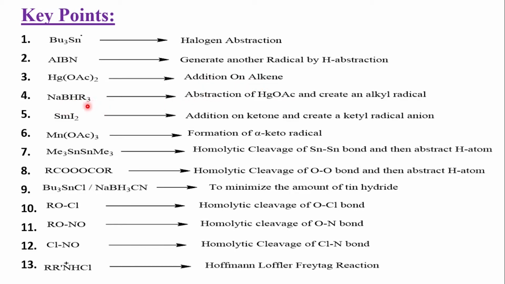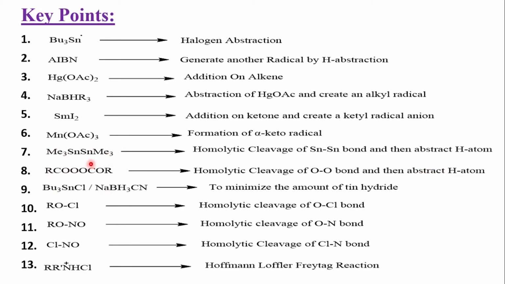So NaBH3 will abstract the HgOAc compound to create an alkyl radical, while samarium iodide works as an addition on ketone and creates a ketyl radical anion, while manganese triacetate abstracts the alpha hydrogen from a ketone compound to form an alpha keto radical. While Me3Sn-SnMe3 is a symmetrical compound, it will undergo homolytic cleavage of the Sn-Sn bond and then abstract a hydrogen atom. While RCOO-COR is also a symmetrical compound, it will undergo homolytic cleavage of the oxygen-oxygen bond, and then abstract a hydrogen atom.